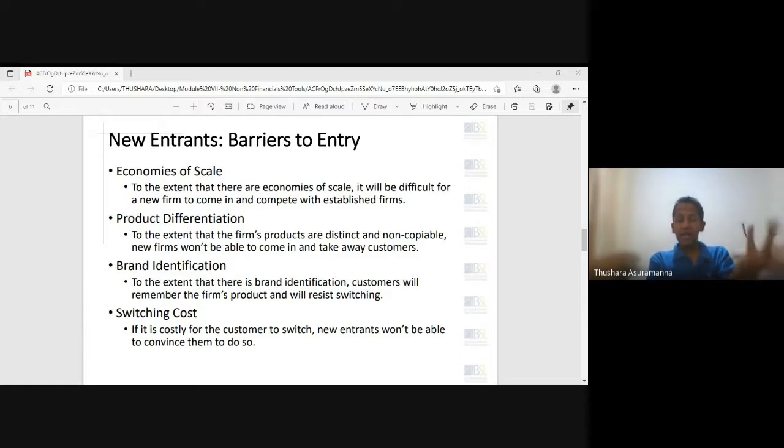So that's a brand identity. So it is very difficult for some new guy to come and take you out of this product or service. The fourth one is switching cost, that means how easy or difficult it is to switch from here to here. Maybe a computer, a particular operating system, and if I am moving to this, how much is the cost? It's a huge cost or a smaller cost.